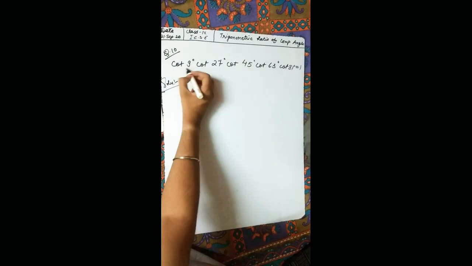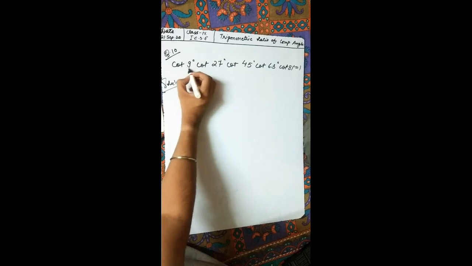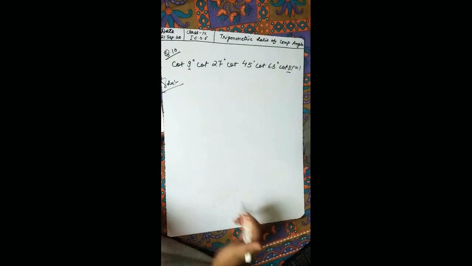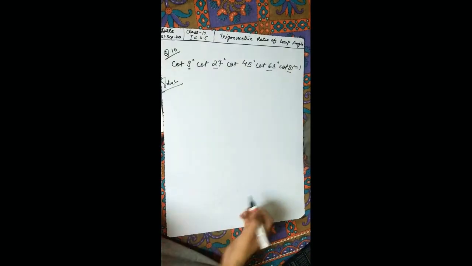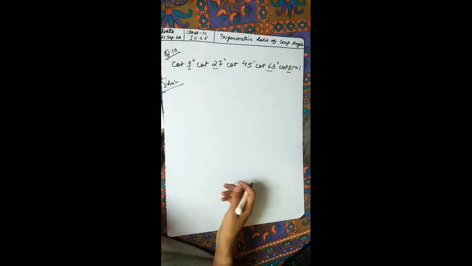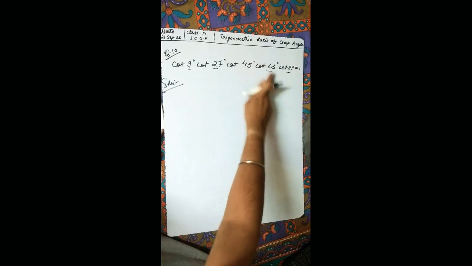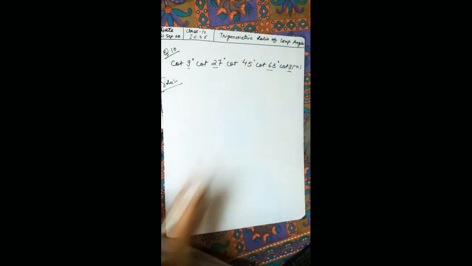Okay, and this, see, I told you that there is always a connection. 9 and 81: 9 plus 81 was what? 90 degrees. 27 and 63: 27 plus 63 is what? 90. That means these two are connected and these two are connected. And we can put the value of cot 45 as 1.